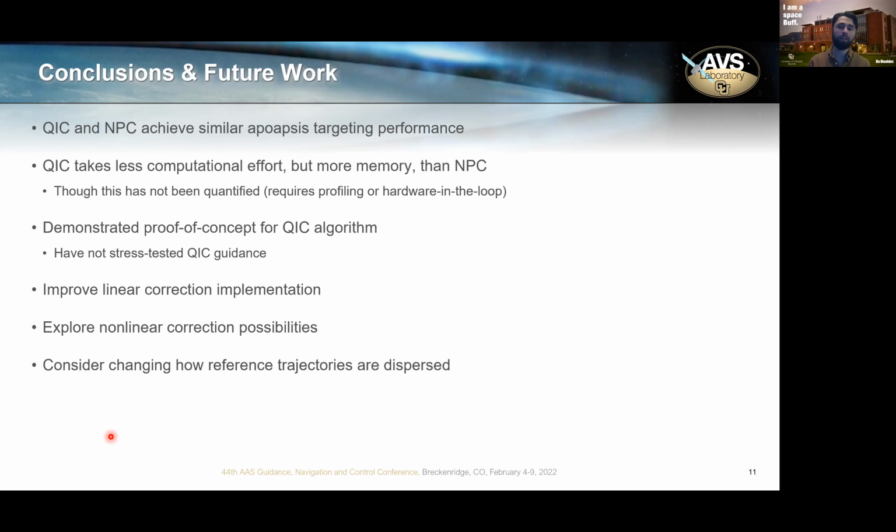So our key conclusions here are, as I've said a few times now, QIC and NPC were able to achieve very similar apoapsis targeting performance, even though QIC takes less computational effort. Although I'm also noting that it very likely takes more memory in terms of what's accessible to that guidance algorithm.